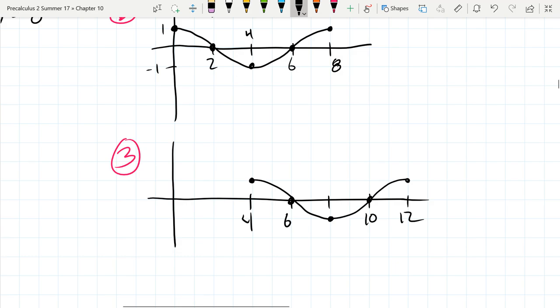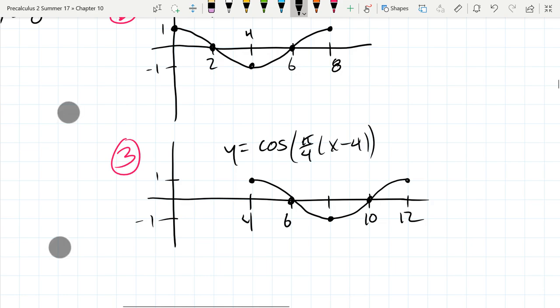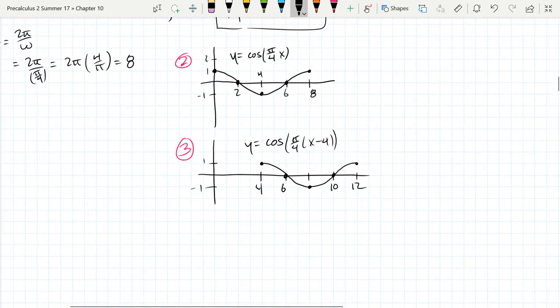Maybe good idea to use pencil here. If you make small mistakes, you can erase, which I normally don't recommend, but here this is closer to art than math. All right, and we'll just write down our final pi over 4, x minus 4. All right, and you can check by plugging in any of these points here.